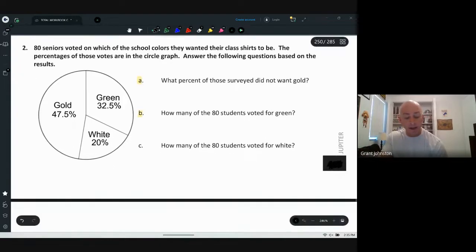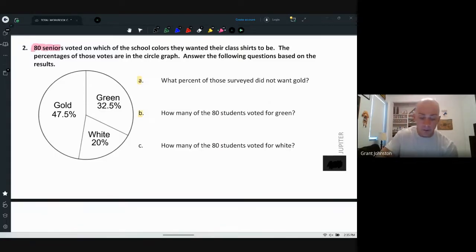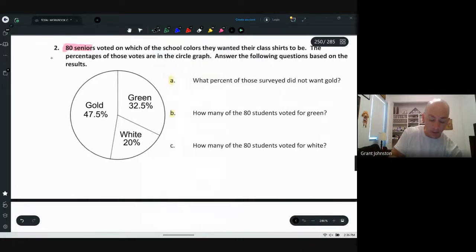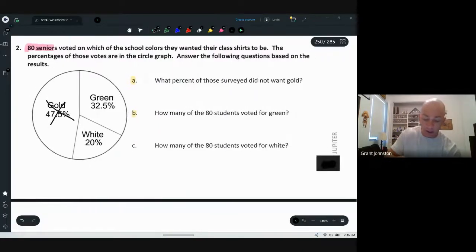So here it says 80 seniors, and that's going to be important as we do some of these problems. 80 seniors voted on which of the school colors they wanted their class shirts to be. The percentages for those votes are in the circle graph. Answer the following questions based on the results. What percent of those surveyed did not want gold? Okay, what percent did not want gold? So that would be not gold, so that would be green and white.